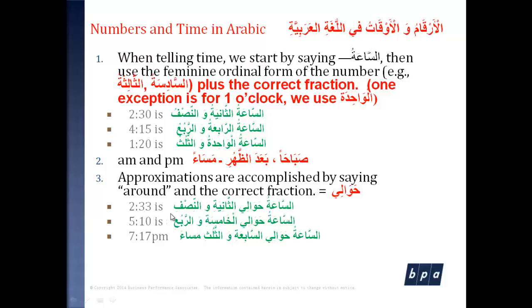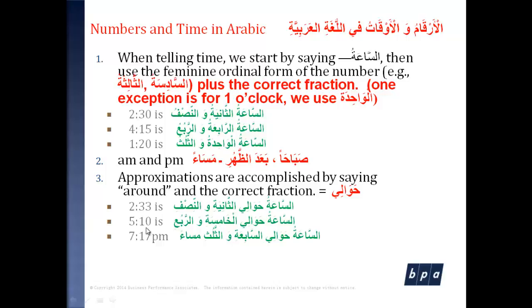2:33 is approximated by 2:30, basically. You say الساعة حوالي 2:30. The hour is about 2 o'clock and a half, 2:30.